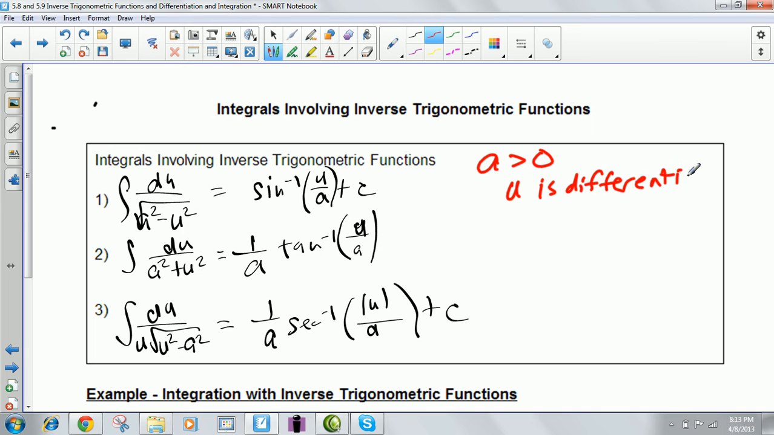So u has to be differentiable. So all of these are true. So the integral there is the inverse sine. It's just the opposite of what we've done basically, with the addition of this little a part. Because usually this is 1, but if it's anything other than 1, it fits into these patterns.